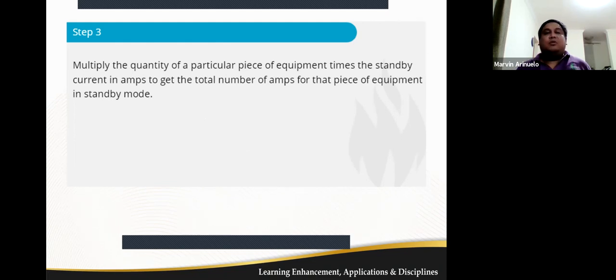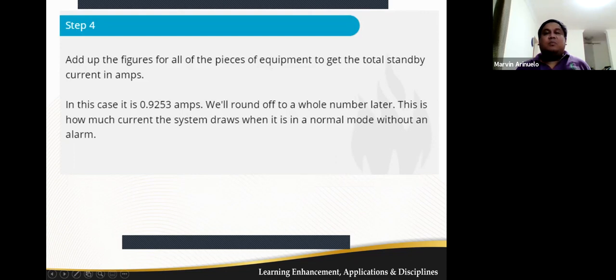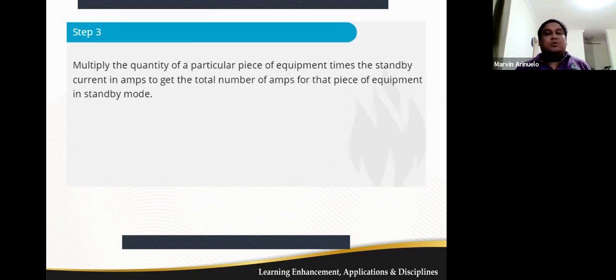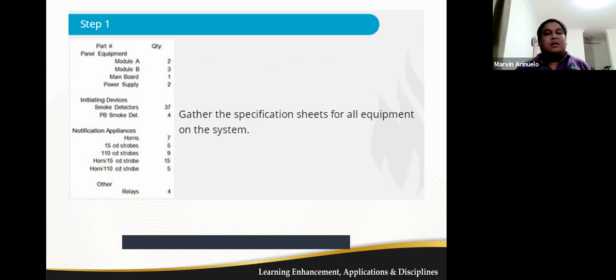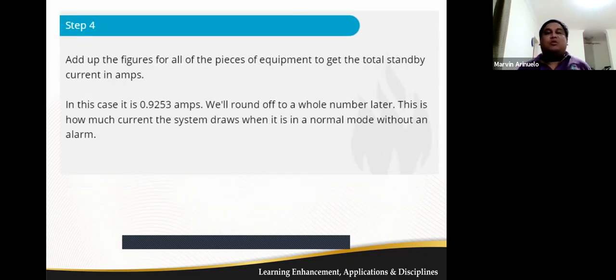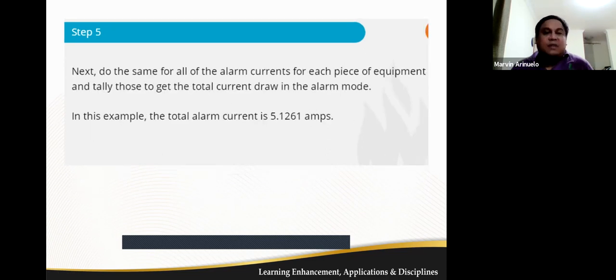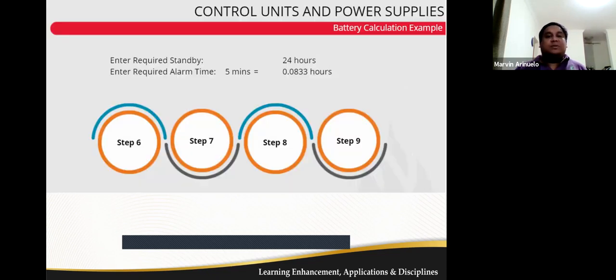Step three, multiply the quantity of a particular piece of equipment times the standby current to get a total number of amps for that piece of equipment in standby mode. And add the figures for all pieces of equipment to get the total standby current in amps. In this case, we got 0.9253 amps, so we'll round up to a whole number later. This is how much current the system draws when it is in normal mode without alarm. Next, do the same for the alarm current of each piece of equipment. And for alarm mode, we are getting 5.1261 amps.